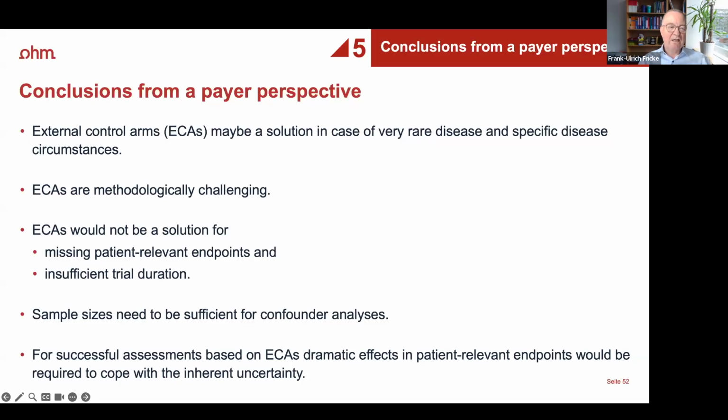External controls would not help if there are no patient-relevant endpoints in the clinical trials at all, and if trial duration would be considered insufficient. Sample size needs to be at least enough to allow for confounder analysis. And finally, you would need to have dramatic effects in patient-relevant endpoints to be successful in applying external control arms in an assessment.